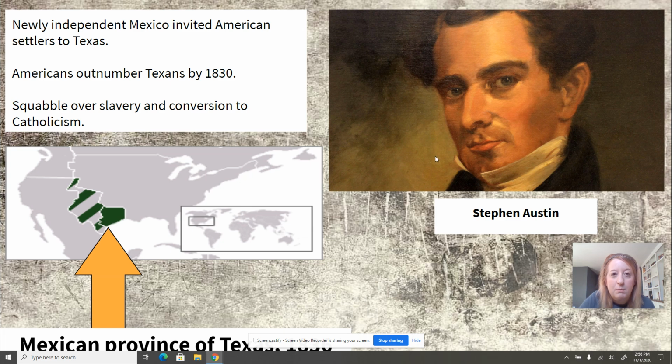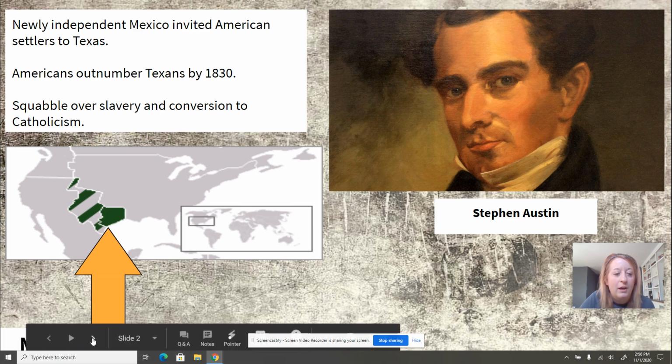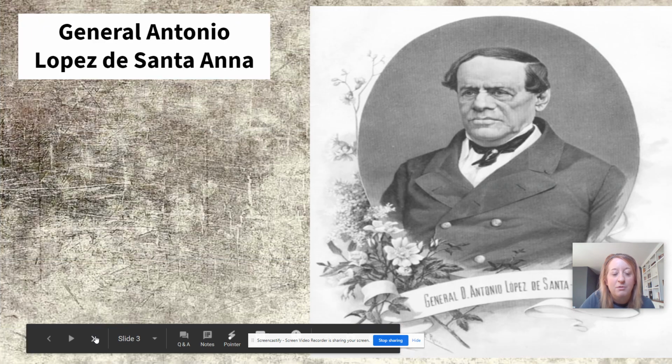One of the first and most prominent families in Texas was the Austin family. So if you're familiar with the fact that Austin is the capital of Texas, that's where it comes from.